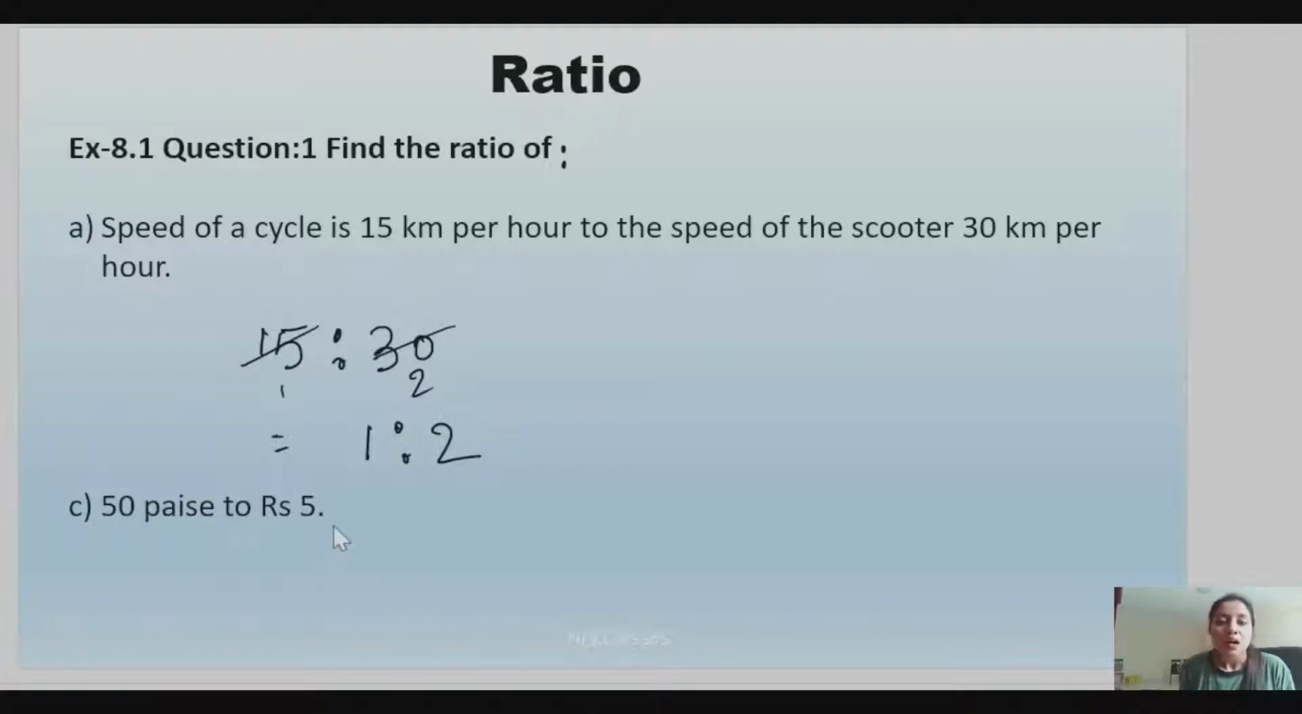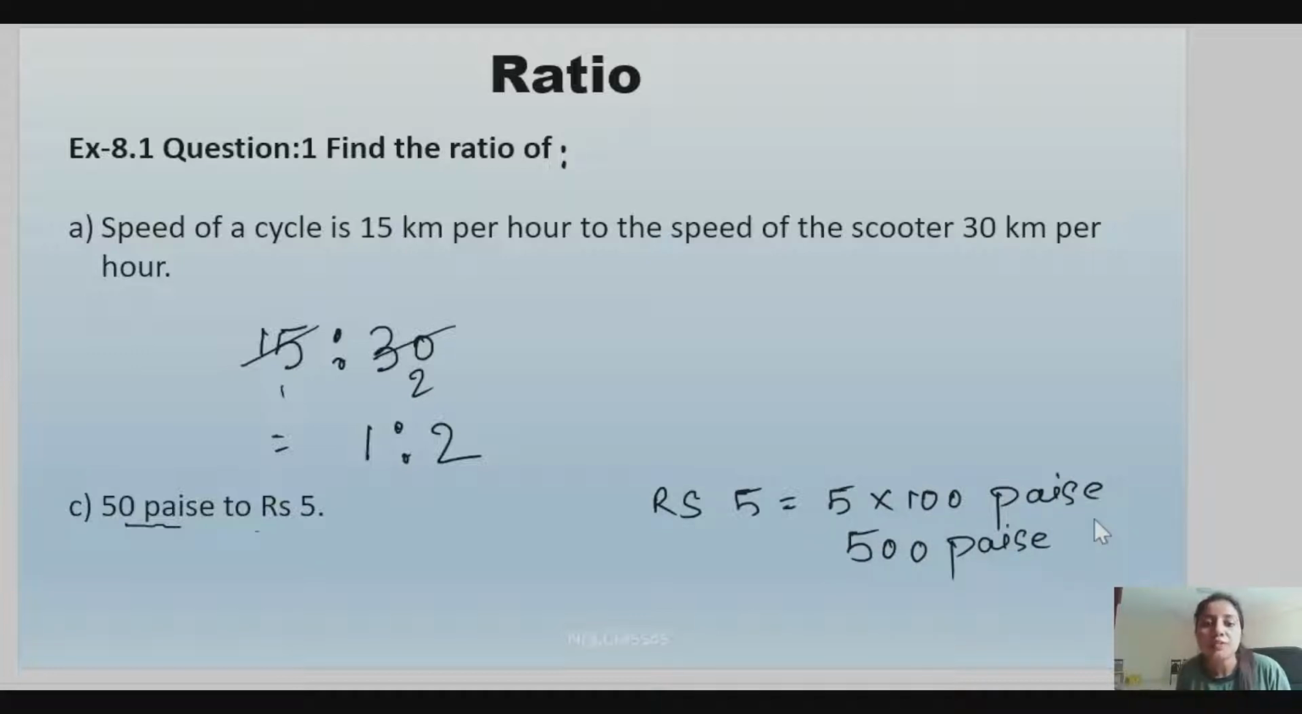Okay. Now our next question is, find the ratio of 50 paise to 5 rupees. So while writing the ratio, at first we need to check that both the units have to be same. Here the first amount is given in paise and the second one is given in rupees. So I need to make it same. Either I will keep both in paise or I need to keep both in rupees. So I am keeping both in paise. So 50 paise is already there. 5 rupees, if I write in paise, 5 rupees will become 5 times 100 paise, right? It means 500 paise.